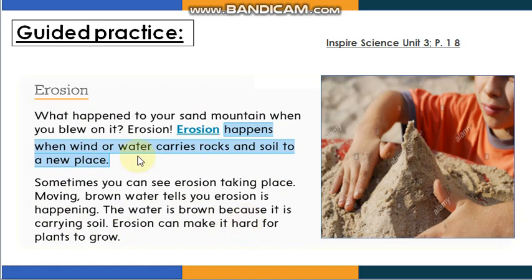Okay, so everyone, I want you to keep this in your mind. I want you also to highlight these words over here because they are very important. So let's talk about erosion and what does erosion mean? Erosion is when the wind or water is very strong. For example, the sandstorm takes the sand and puts it in a new place, or like in the river. The river takes the rocks and carries them to a new place.